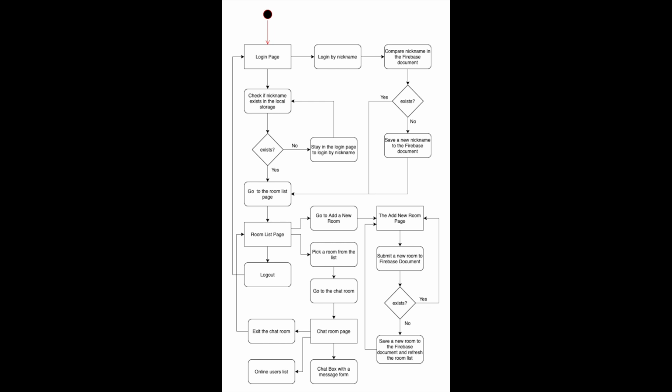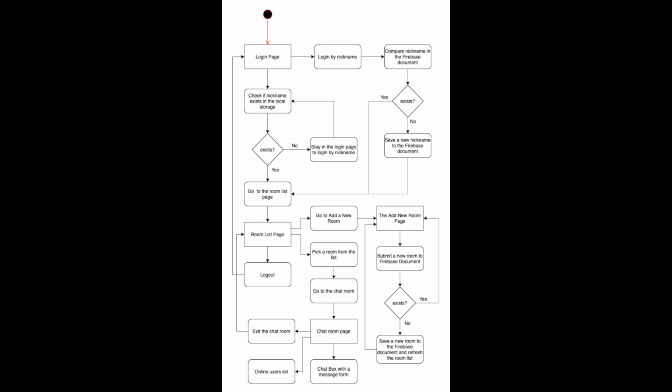The room list contains a list of the chat rooms, the current user nickname, an add room button, and a logout button. The add button action will go to the add room form, then compare the submitted room name to the Firebase real-time database document. If the room name exists, it will return an alert, and if not, it will push a new room name to the Firebase document. The new room will automatically appear in the room list.